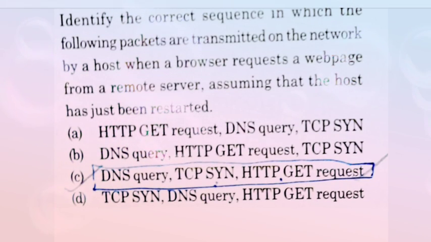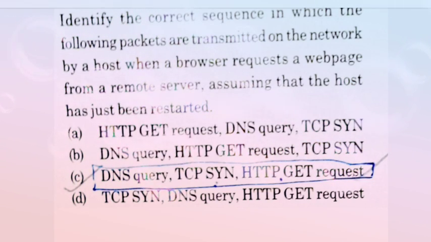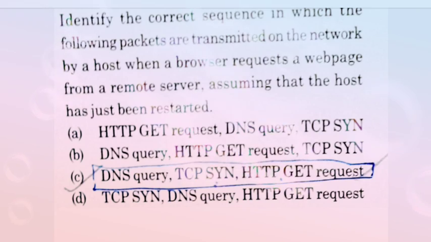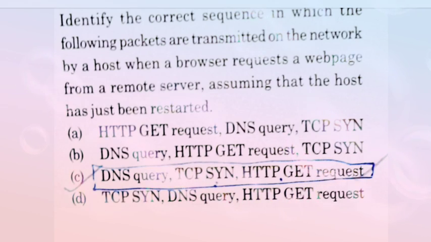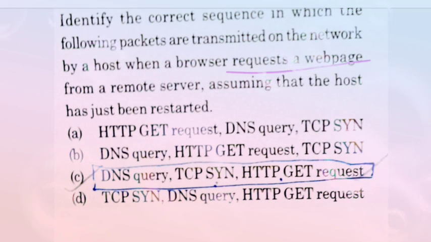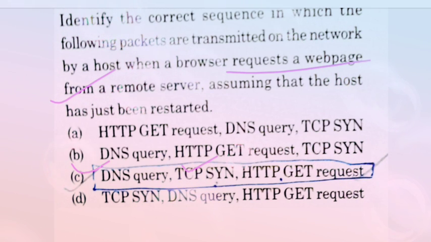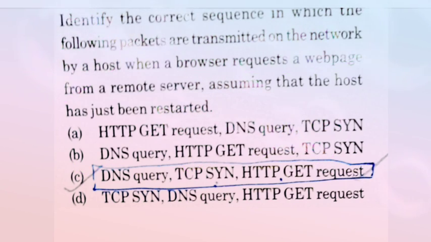Identify the correct statement about the packets transmitted on the network by the host when a browser requests a web page from a remote server, assuming that the host has just been restarted. Here there are four options A, B, C and D, and the correct answer is option C. Based on the given question, DNS is used for the query, TCP is used for the synchronization, and HTTP is used for the GET request. Okay, so option C is your correct answer. Now come to the next question.